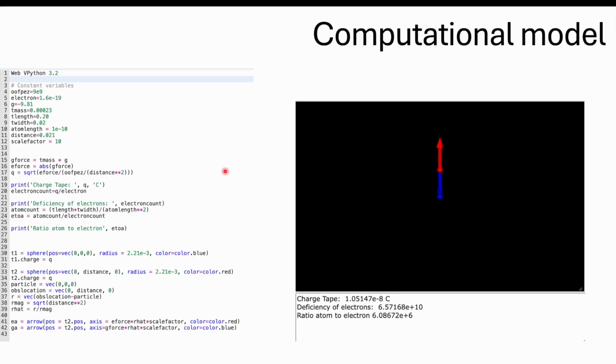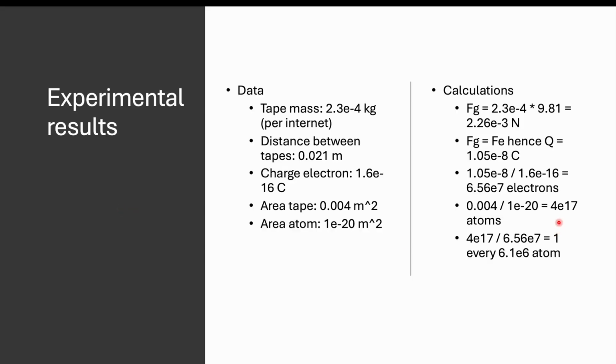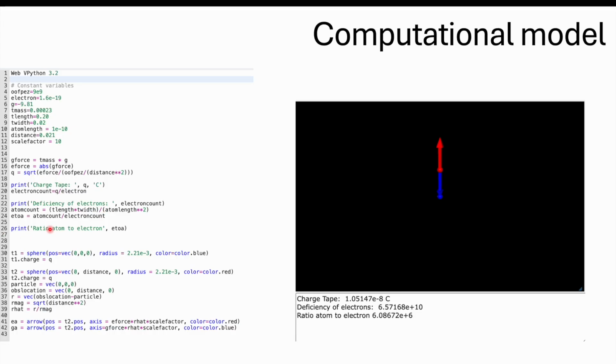So here's my computational model. Here we can see the constant variables: the k value, the electrical constant, the charge of electrons, the gravitational acceleration, the mass of the tape, length, etc. Here we have the calculations that resemble what we just did manually for the experiment. We print out the result, and here are just the visual specifications, for example the spheres and the arrows. And here are the results we found.